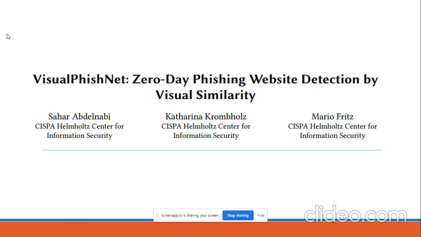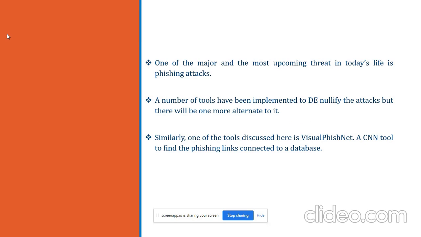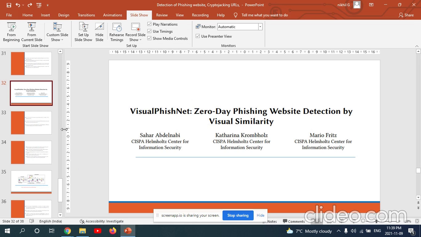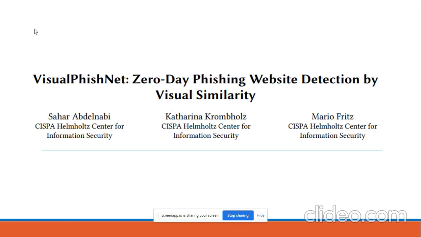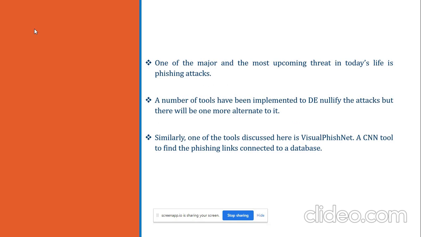Phishpedia, zero-day phishing website detection by visual similarity. The last paper is Visual Phishnet, zero-day phishing website detection by visual similarity. One of the major and most upcoming threats in today's life is phishing attacks. A number of tools have been implemented to nullify the attacks, but there was no other alternative to it.